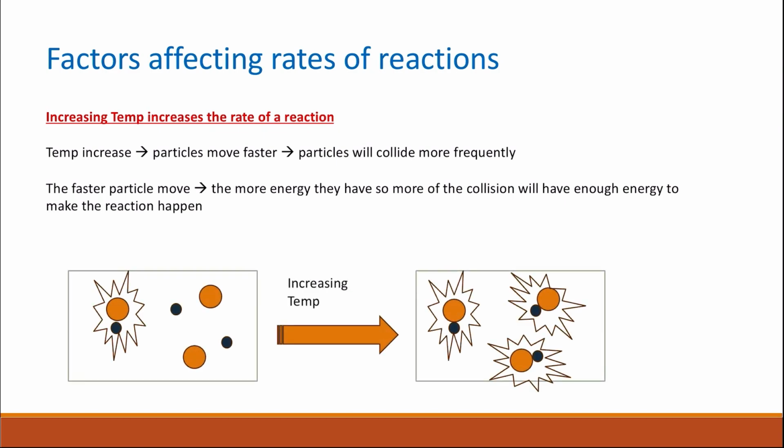We can see in this figure that at lower temperature, there is only one effective collision between the particles. But when we increase the temperature, because particles move faster, they start to collide with each other more, and there are more effective collisions between the particles, and then the rate of the reaction will be faster.